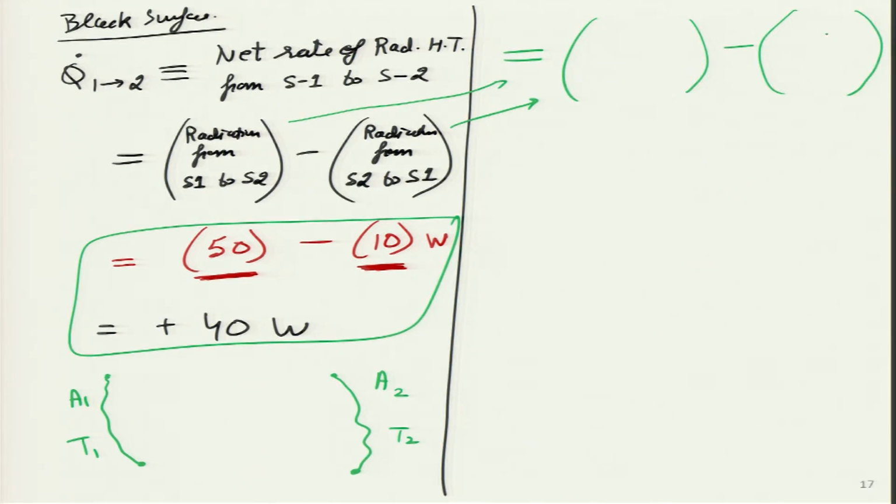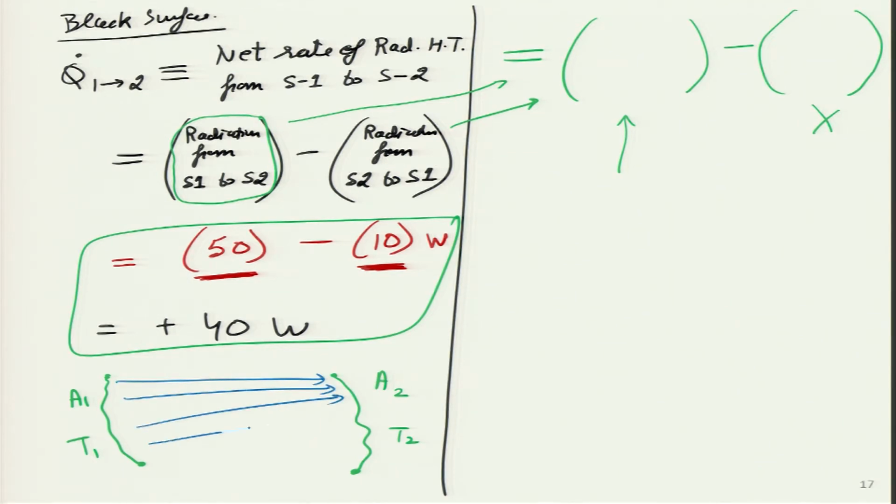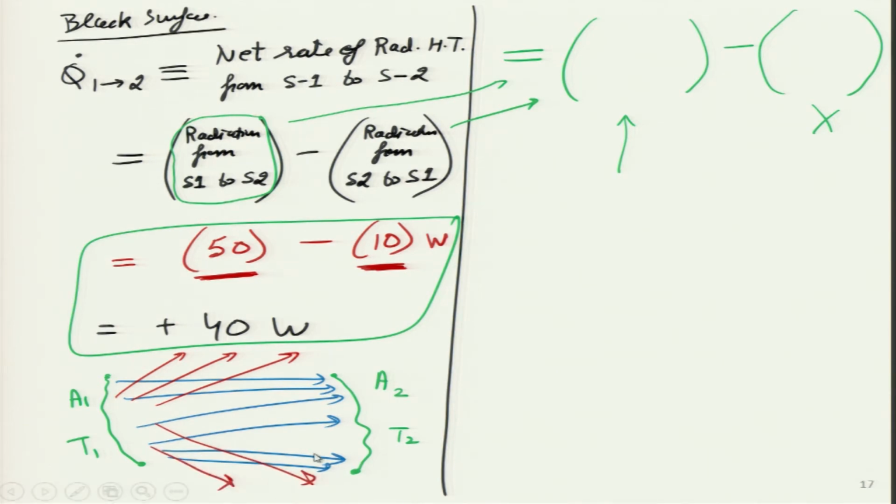Let us forget the second term, just temporarily, and focus on the first term. What was the first term? Radiation from surface 1 to surface 2, which means I am looking at this particular radiation, the blue one, but I am not looking at the red radiation, because red is the one which is going everywhere else. Now, this diagram immediately tells me it is a problem of the view factor.